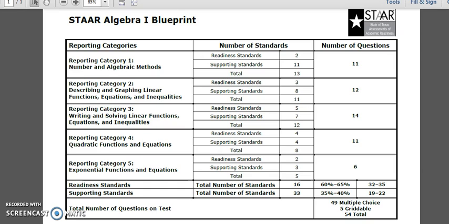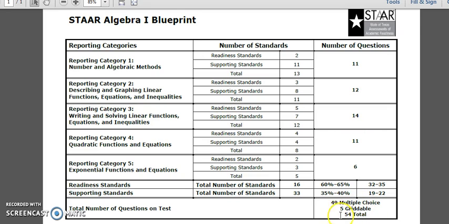So that conversation starts with the Algebra 1 blueprint, which is what's in front of you right now. This blueprint is made up of the five categories that our students will be tested on. Each of the categories are broken up into readiness and supporting standards. So it tells you how many of each kind of standards you can find in these categories. And then it tells you how many questions you can expect over each one of these categories.